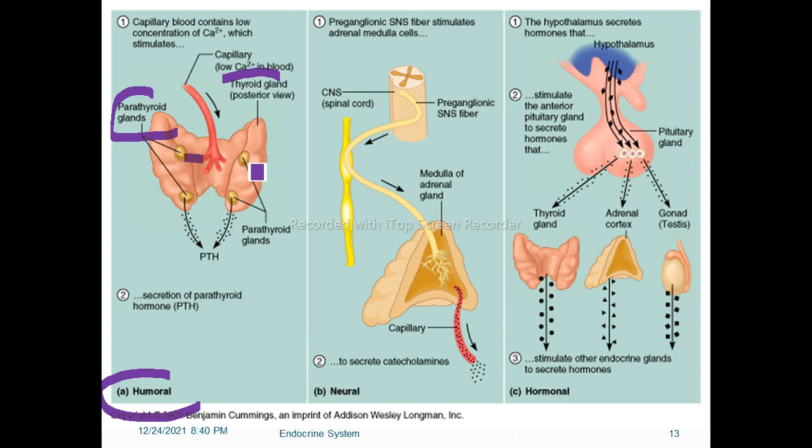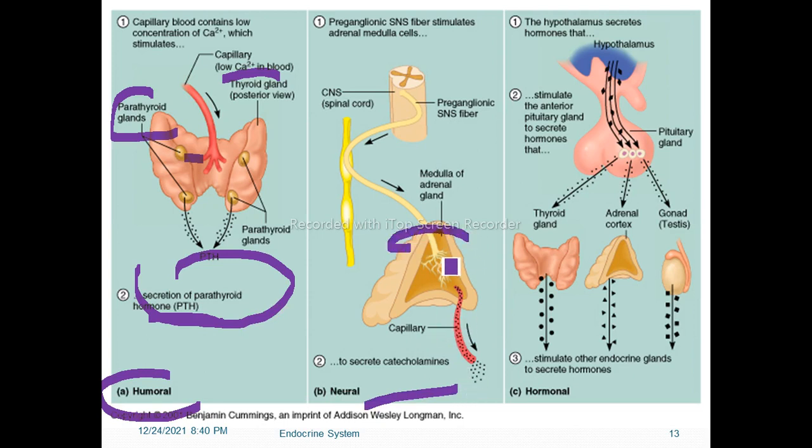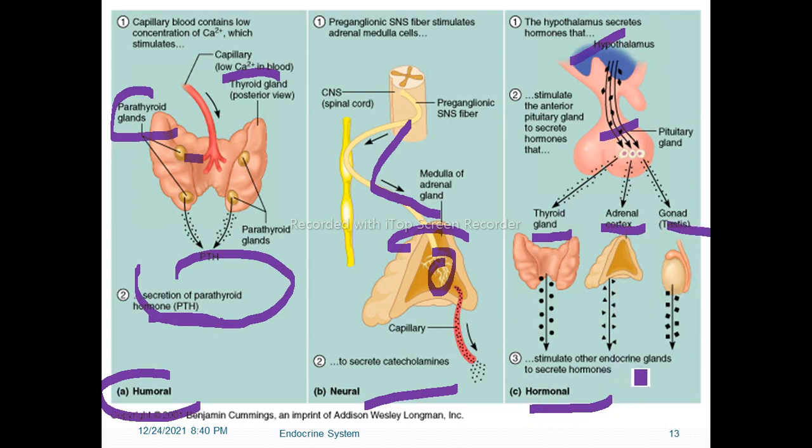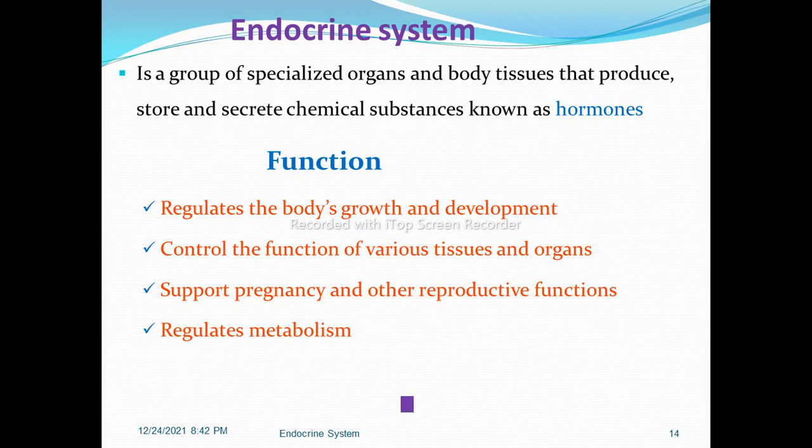This is the parathyroid gland, secretion of parathyroid hormone. Parathyroid hormone also increases the calcium level in the blood. Okay, this is the neural level. The inner part is the adrenal medulla. These are sympathetic nerve fibers, and this is hormonal control. This is the pituitary gland. This is the hypothalamus, and the pituitary gland also controls the thyroid gland, adrenal cortex, and testes. So this is an example.